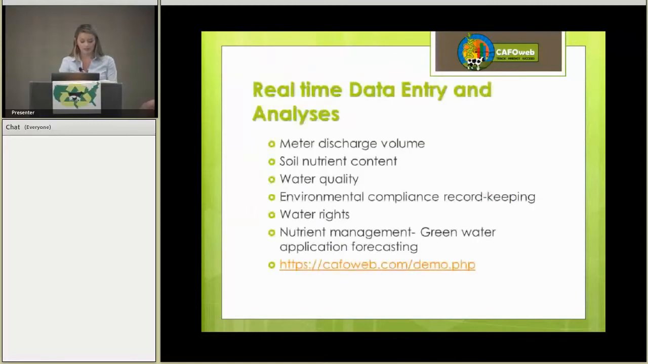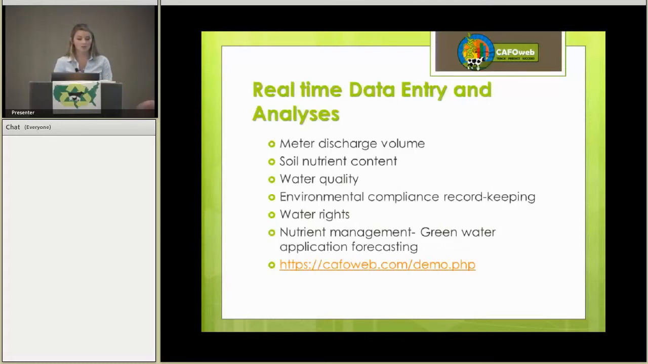CAFOweb's data entry allows you to analyze a number of different things, such as meter discharge volume, or average daily discharge, soil nutrient content, water quality, environmental compliance record keeping, which includes your weekly inspections, lagoon freeboards, climate, maintenance on the dairy. It also analyzes your water rights and your nutrient management, which is the Greenwater application forecasting.